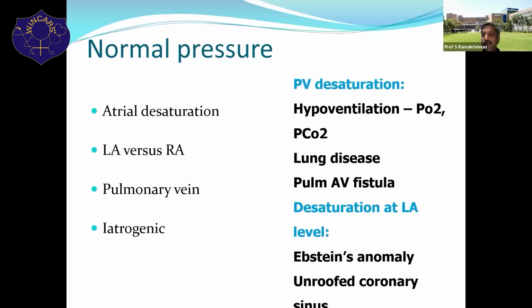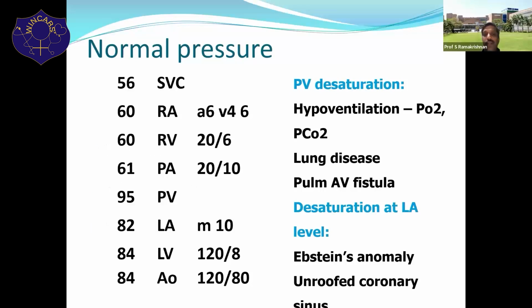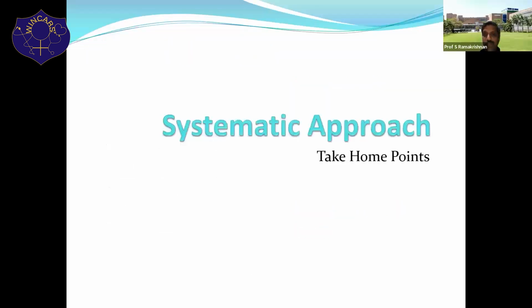It can be because of hypoventilation, lung disease, pulmonary fistulas, Ebstein anomaly, unroofed coronary sinus, and all those things can be a possibility. But look at all these things. Most likely, we are dealing with an unroofed coronary sinus in this condition.